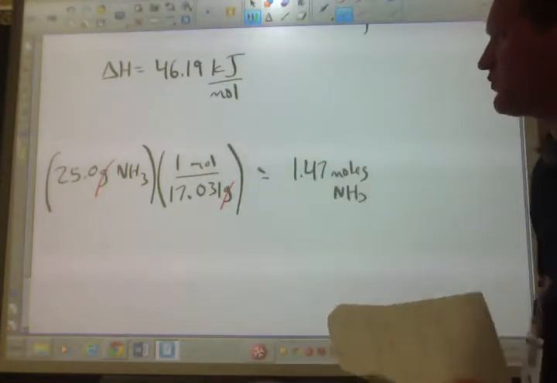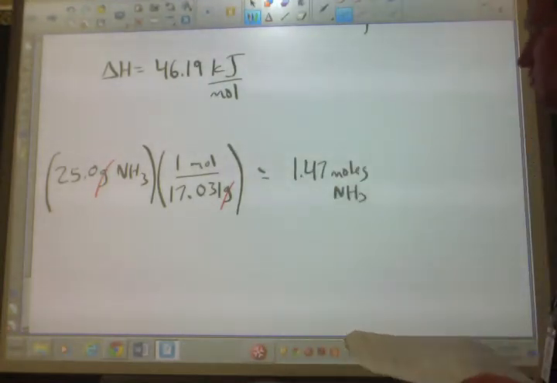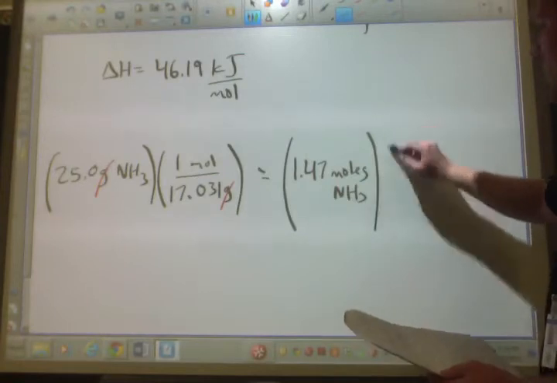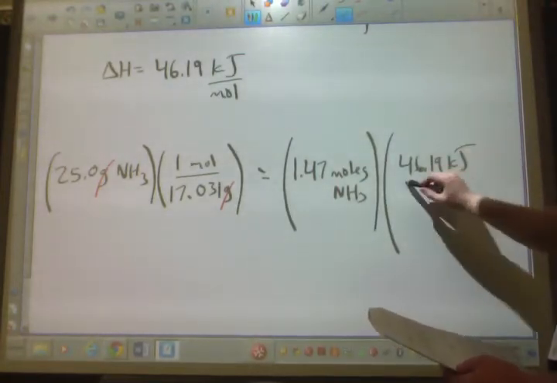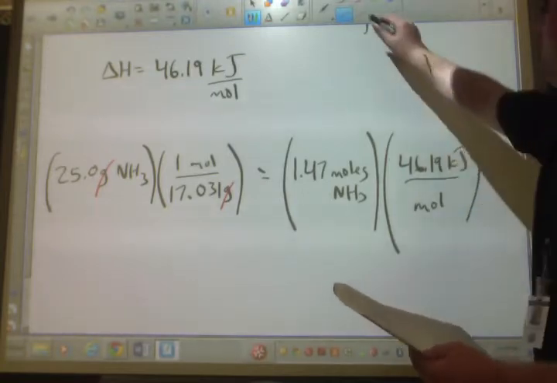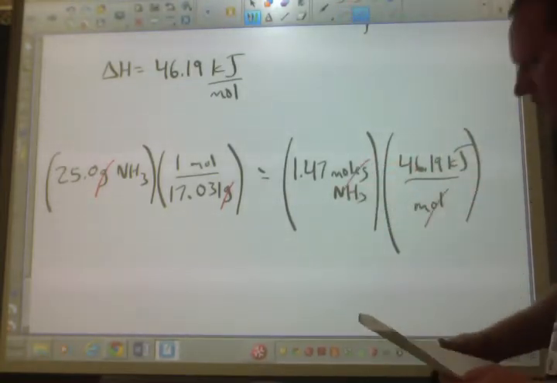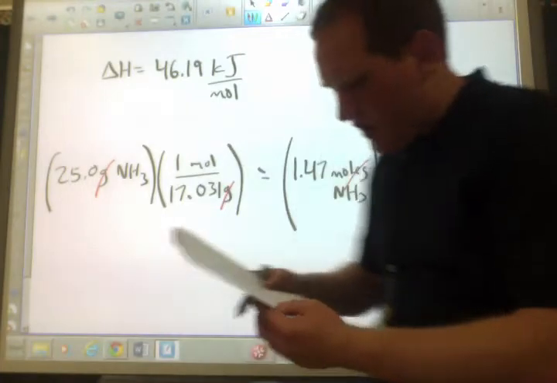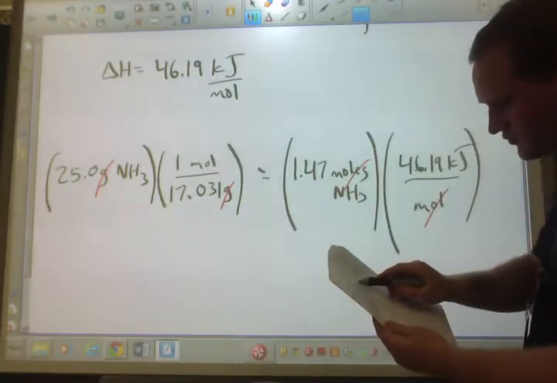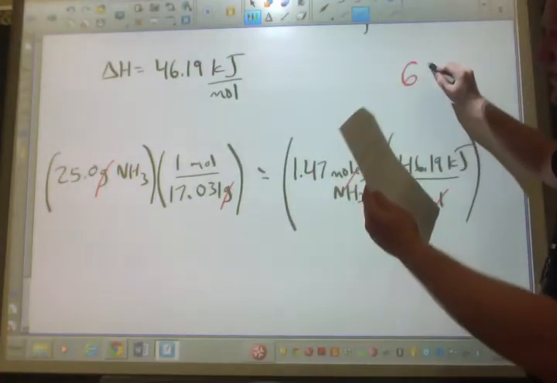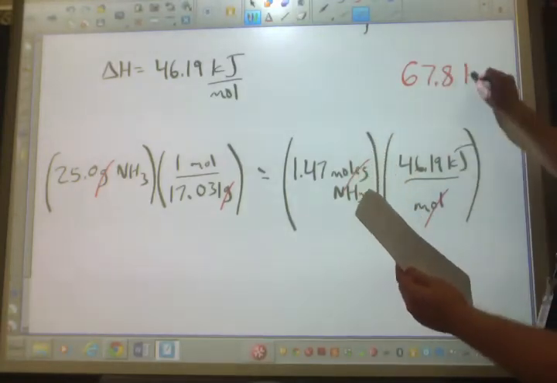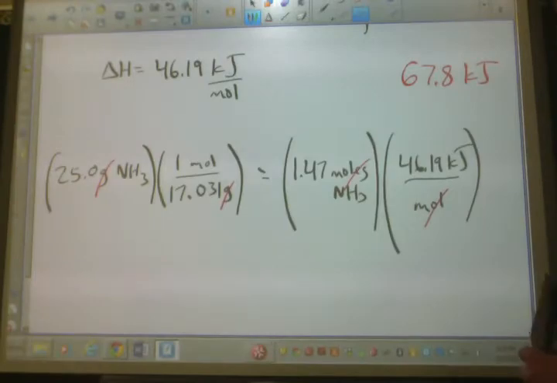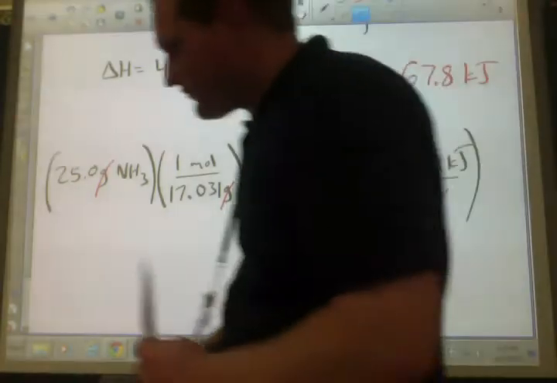And now we're almost doing a conversion factor. We know it's 46.19 kilojoules per mole. We have this many moles. This times 46.19 kilojoules per mole. Moles cancels moles. We work it out, and we get 67.8. That's 3 sig figs, kilojoules. Number 6.